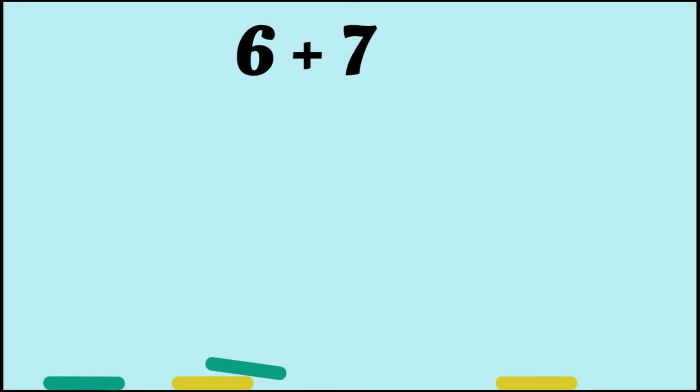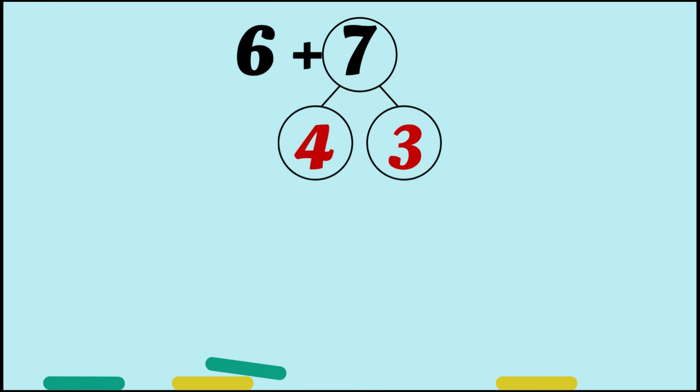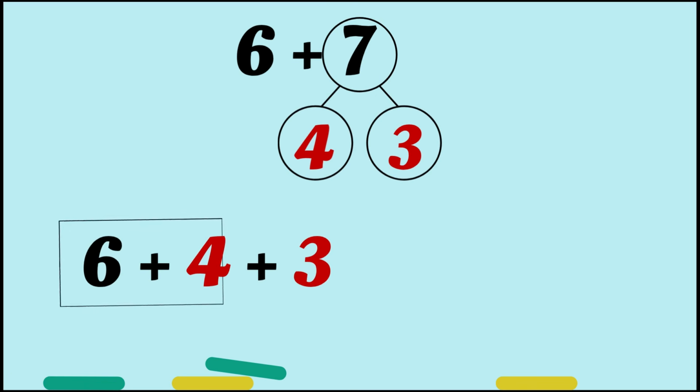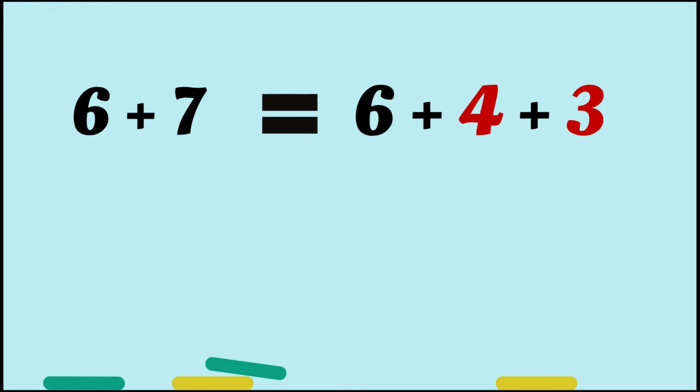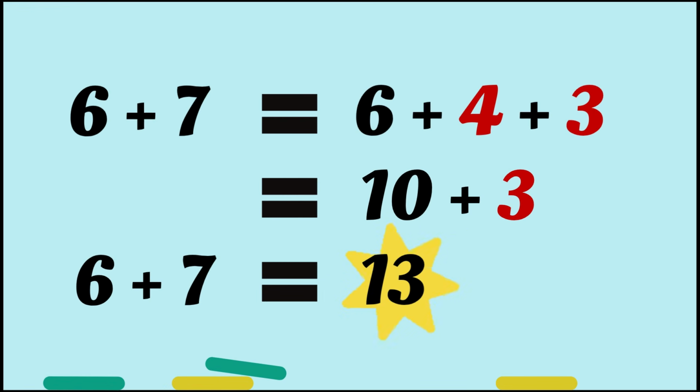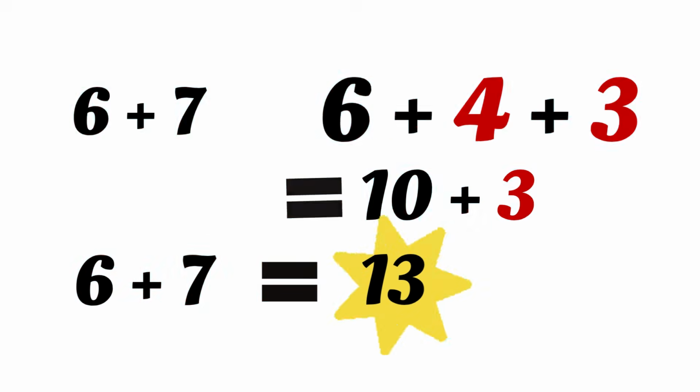Next up is 6 plus 7. What do we add to 6 to make 10? Can you guys help me out here? Yes, we need 4. 6 plus 4 makes 10. So, we will break 7 into 4 and 3. 6 plus 4 equals 10. Add the leftover 3. How much is it? Yes, 10 plus 3 equals 13. So, 6 plus 7 will also equal 13.